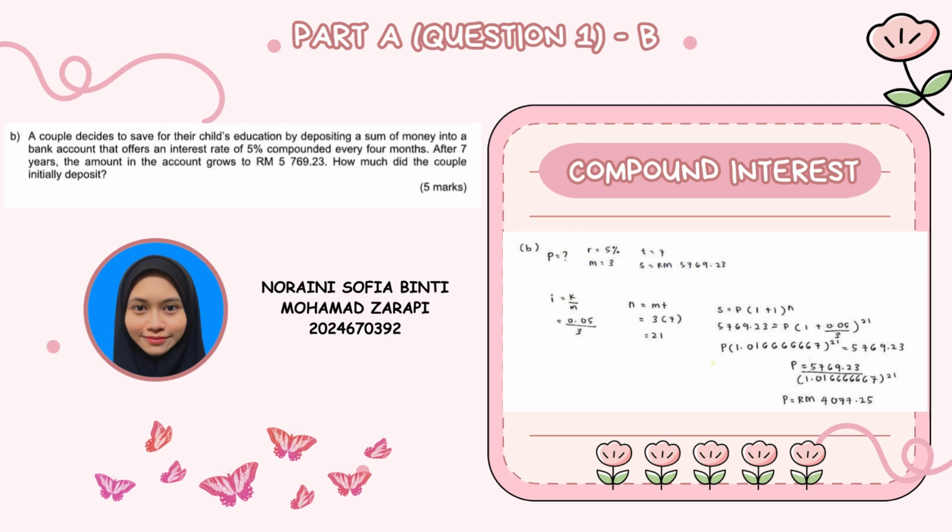B. A couple decide to save for their child's education by depositing a sum of money into a bank account that offers an interest rate of 5% compounded every 4 months. After 7 years, the amount in the account grows to RM5769.23. How much did the couple initially deposit? For this question, I will use the same formula, which is compound interest. Insert all the numbers into the formula and you will get the final answer, which is RM4077.25.